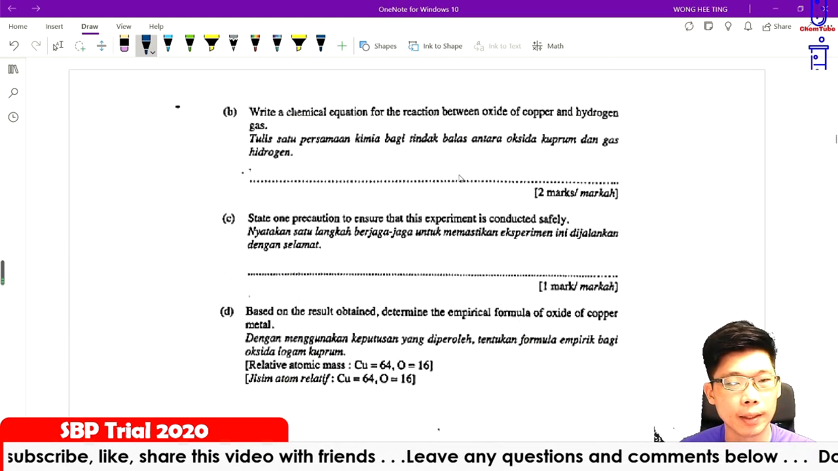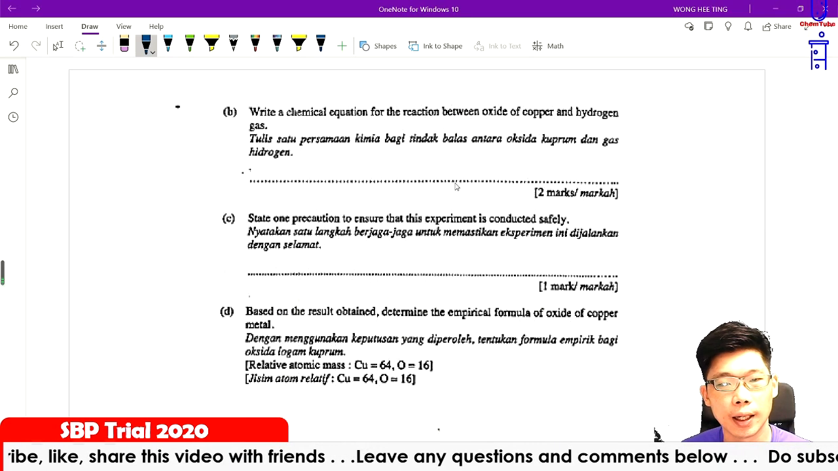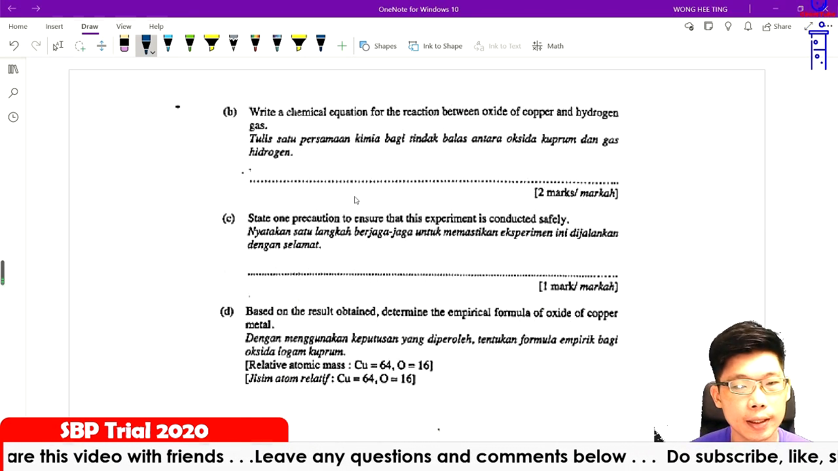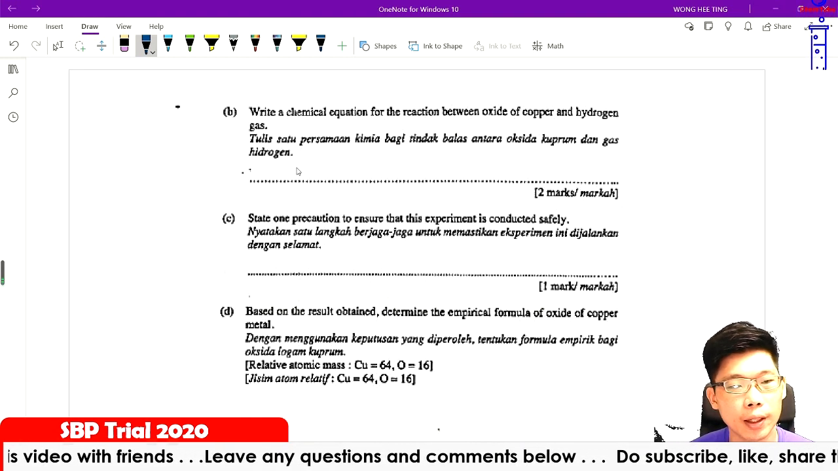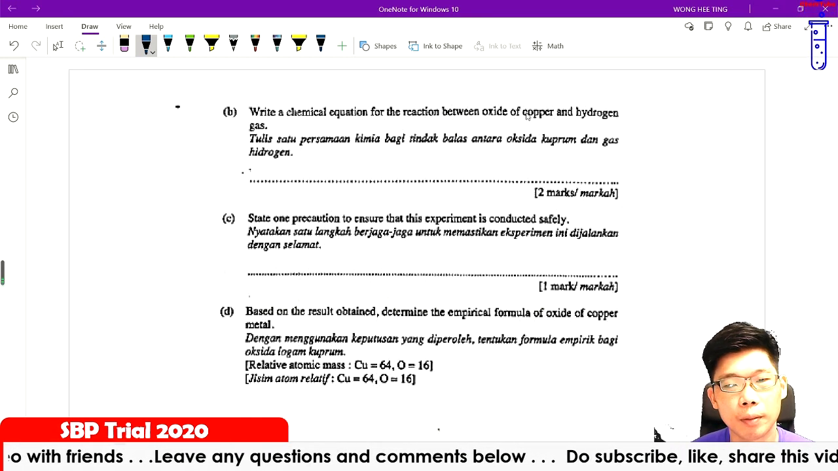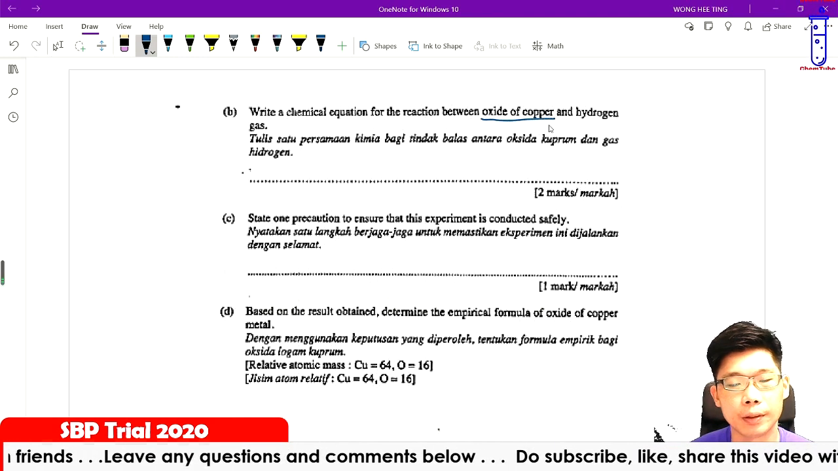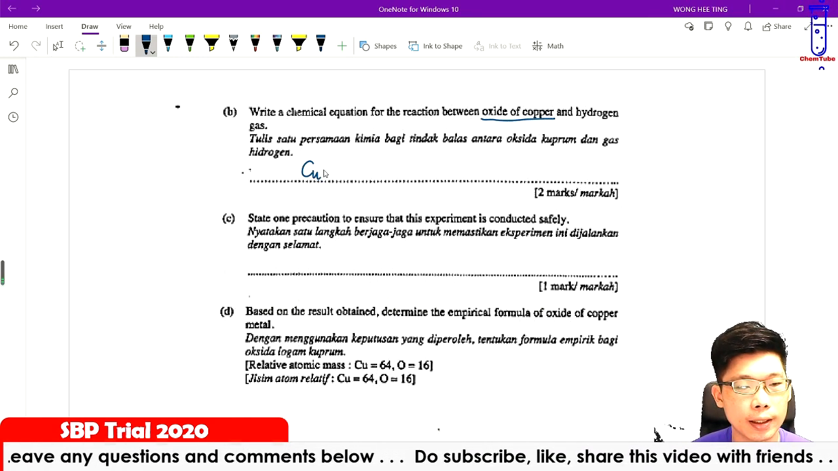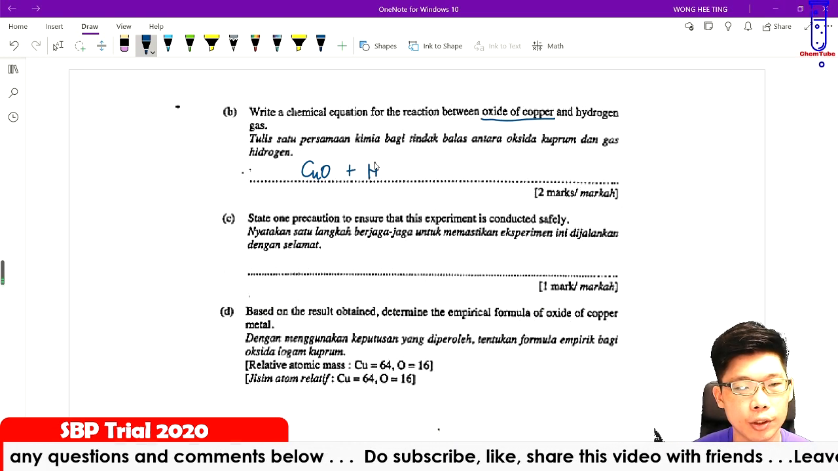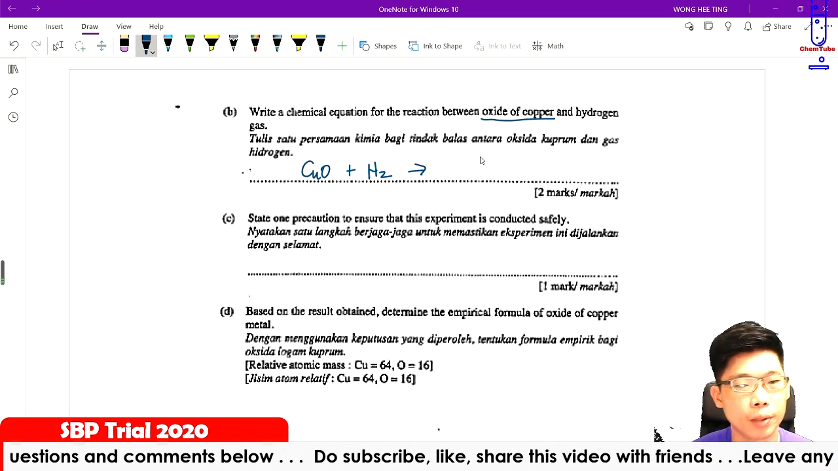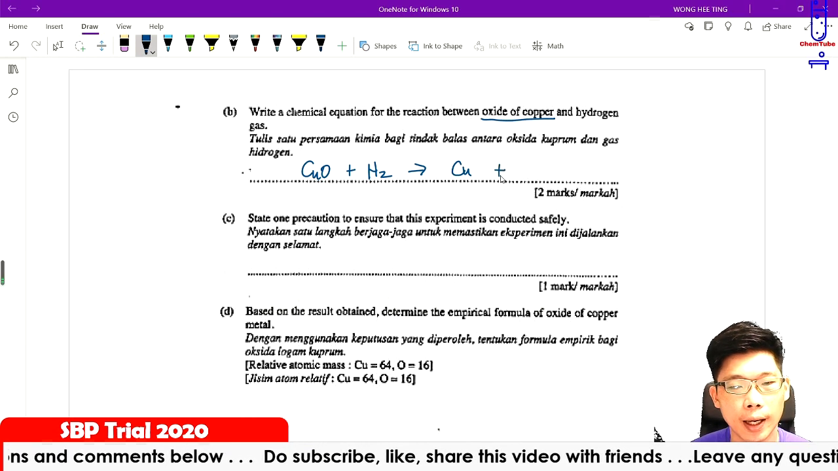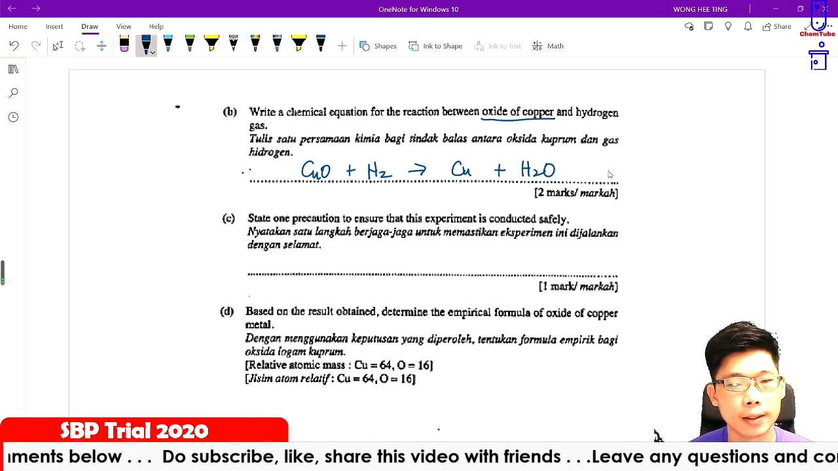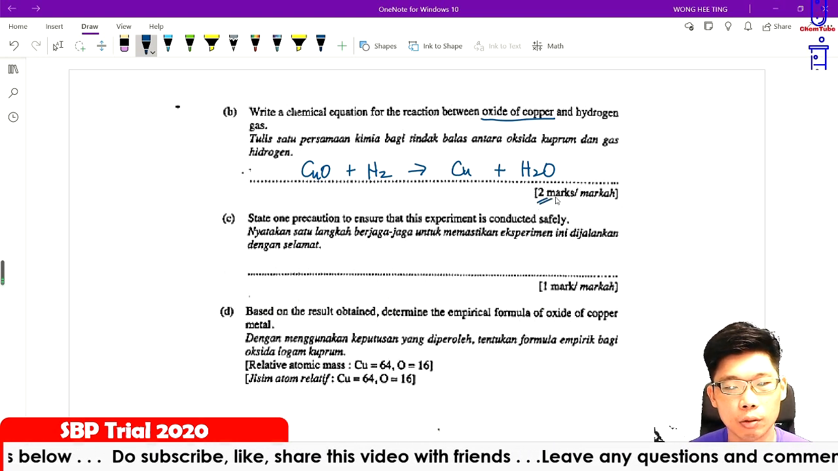Write the chemical equation between the oxide of copper and the hydrogen gas. Here actually we need to calculate the empirical formula first. But we know that copper(II) oxide reacts with the hydrogen gas to produce copper and water. Check, yes, it is balanced, so you get 2 marks.